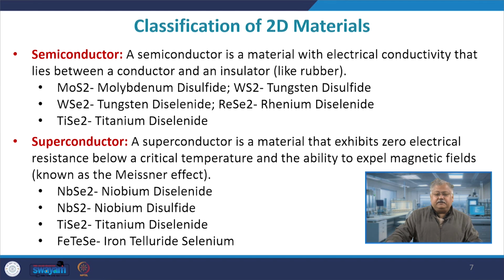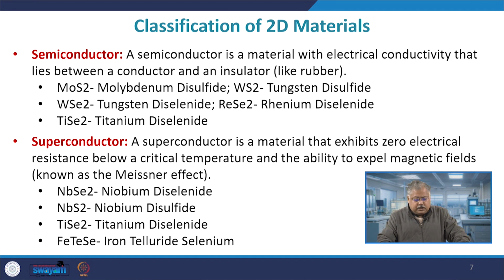Now, let us look at the classification of 2D material. There are superconductor 2D materials and semiconductor 2D materials. So, what is a semiconductor 2D material? It is a material with electrical conductivity that lies between the conductor and the insulator. Examples are MoS2, molybdenum disulfide; WS2, tungsten disulfide; WSe2, tungsten diselenide; ReSe2, rhenium diselenide; and TiSe2, titanium diselenide.